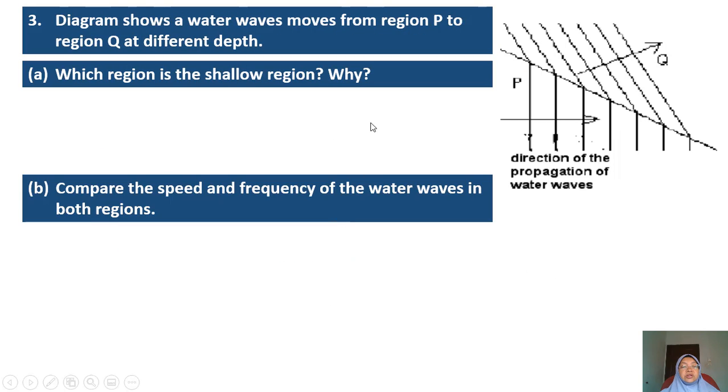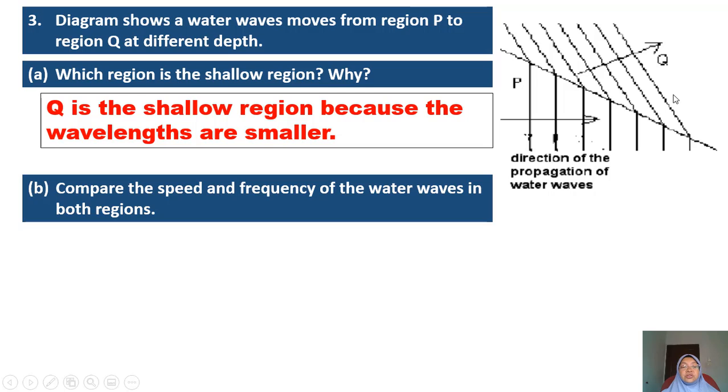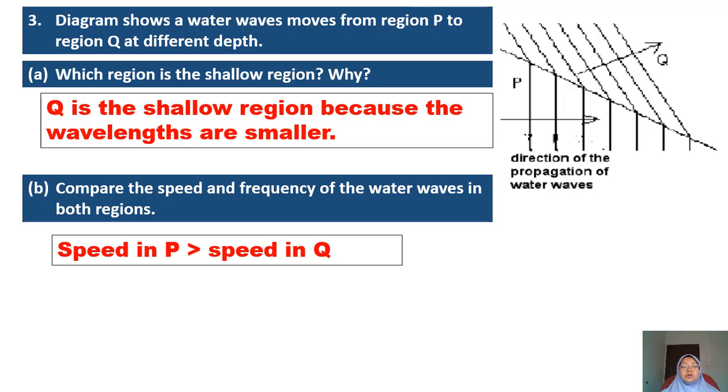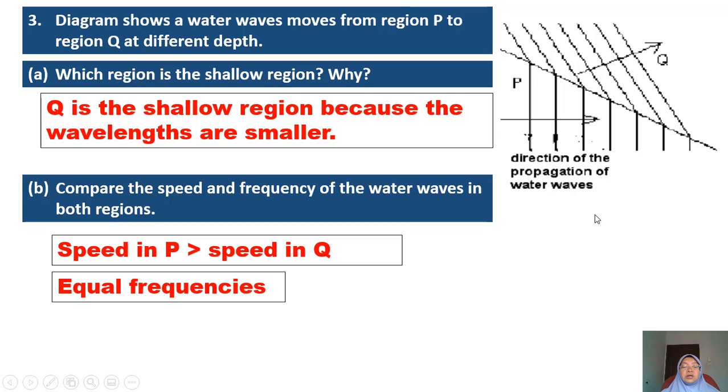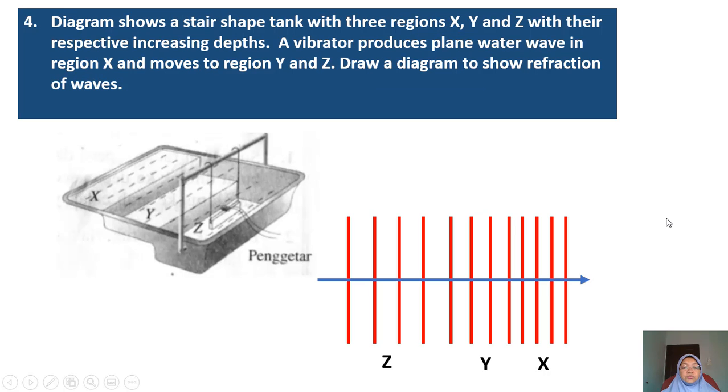Okay, question 3. The diagram shows a water wave moving from region P to Q. Which region is the shallow region? Q. Region Q is the shallow region because the wavelength is smaller. Compare the speed and frequency of the water wave in both regions. The speed in P is bigger, faster than the speed in Q. The frequency is equal, and lambda P should be longer than lambda Q.